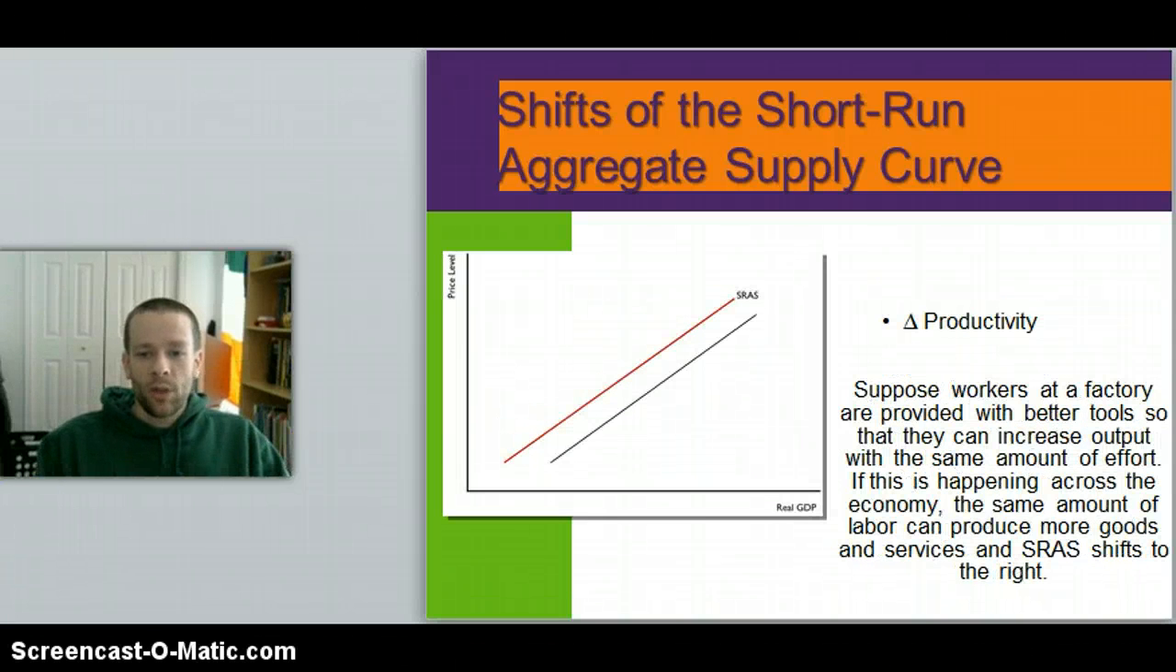As workers become more productive, the same amount of labor can produce more goods and services. That's the key here, that we can produce more for basically the same cost. The short-run aggregate supply curve will shift to the right.